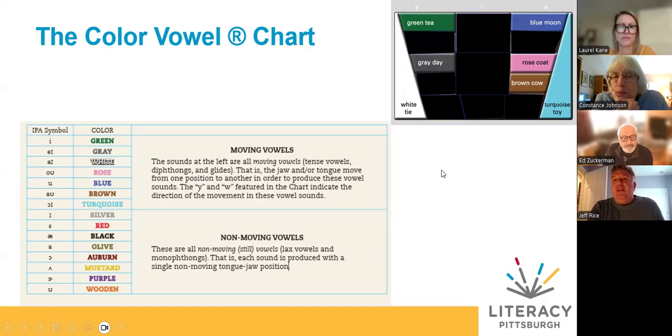And then again, any vowel, if it's followed by a Y or an R or a W, tends to move in that direction, either towards the top left, the top middle, or the top right, if it's followed by one of those letters.